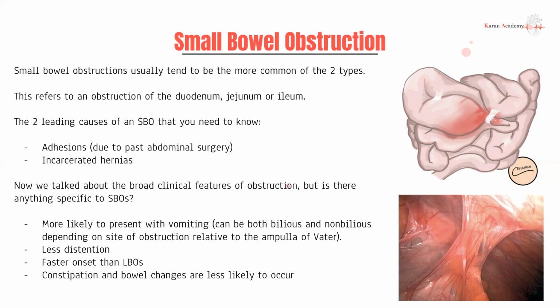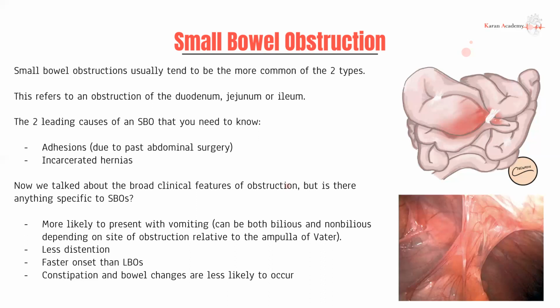Now, what does this mean? Well, we know that bile drains into the second part of the duodenum through the ampulla of Vater, right? And that's the common bile duct joining with the pancreatic duct that drains into this ampulla. If you have an obstruction before this ampulla, any regurgitated food or fecal matter is not going to have bile in it, right? And therefore, it's going to be non-bilious. However, any obstruction after this point is going to lead to that bile also regurgitating up into your stomach and then you throwing that up. So that's a good point to know.